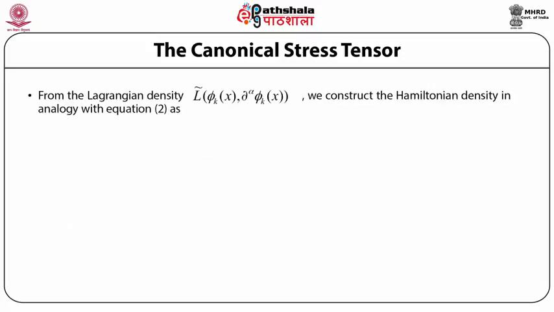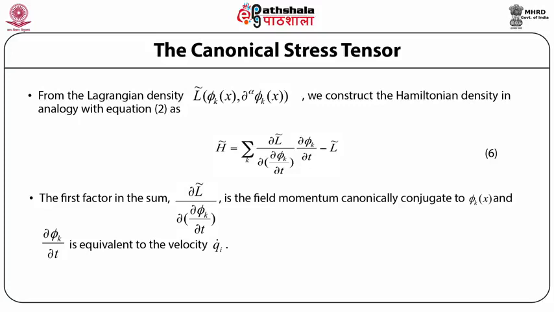From the Lagrangian density L(phi k(x), del alpha phi k(x)), we construct the Hamiltonian density in analogy with the earlier equation as script H equals summation over k of del L divided by del of (del phi k by del t) into del phi k by del t minus L. The first factor in the sum, del L by del of (del phi k by del t), is the field momentum canonically conjugate to phi k(x), and del phi k by dt is equivalent to the velocity qi dot.